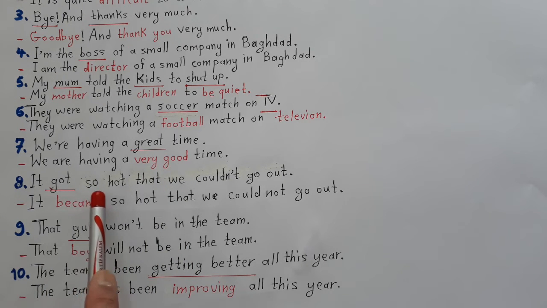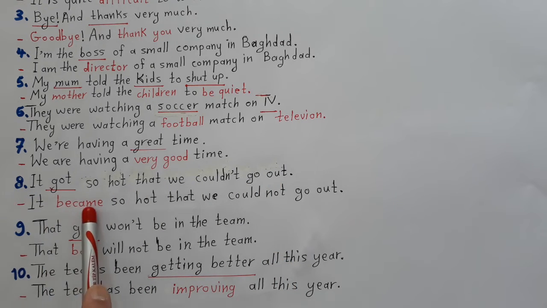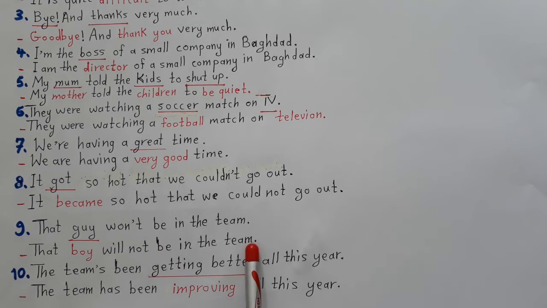It got so hot that we couldn't go out. It became so hot that we could not go out. That guy won't be in the team. That boy will not be in the team. The team's been getting better all this year. The team has been improving. نستخدم improving بدلا من getting better all this year.